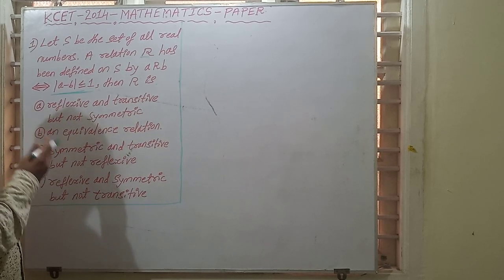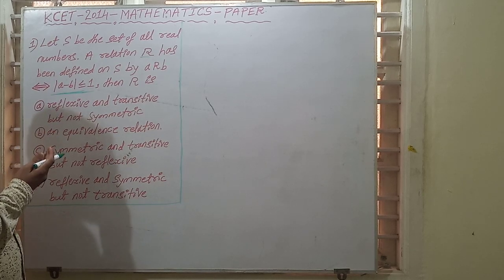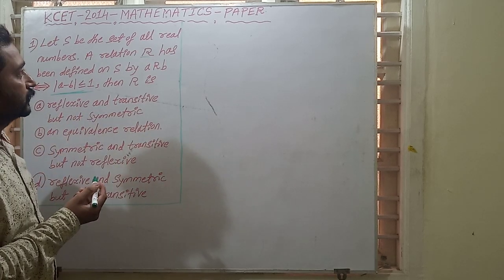So we have to check one by one. First reflexive, next symmetric and transitive. Now let us move on to the first, reflexive.